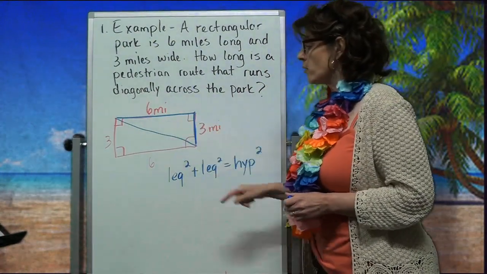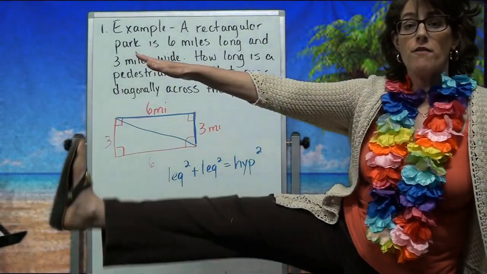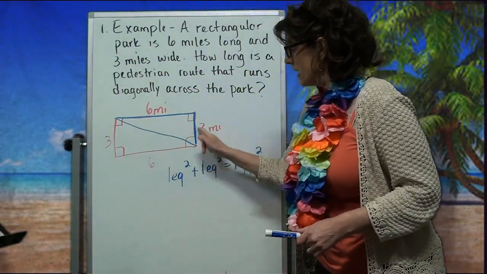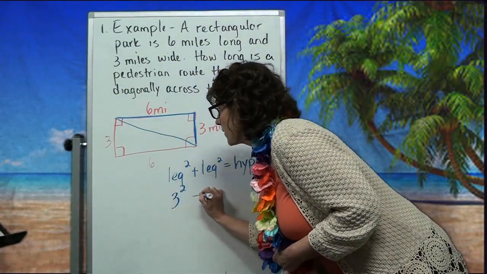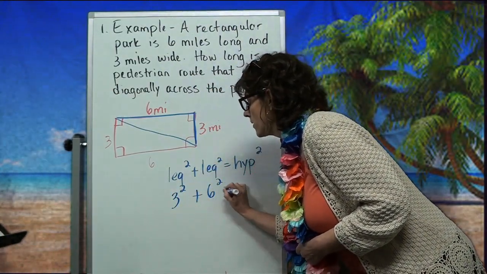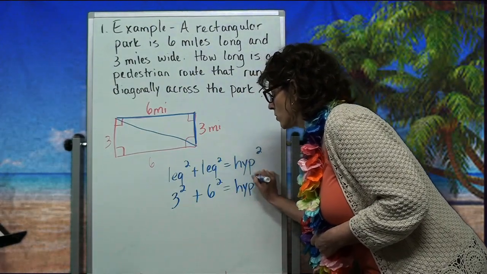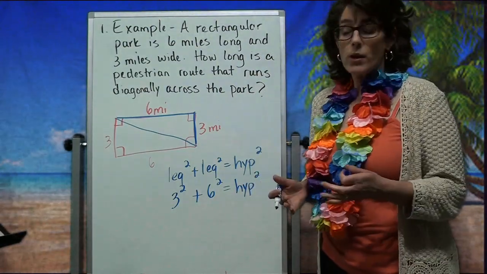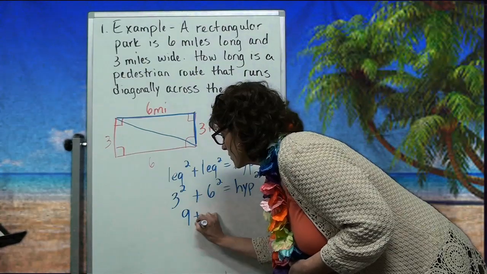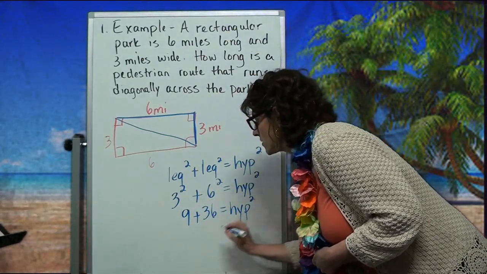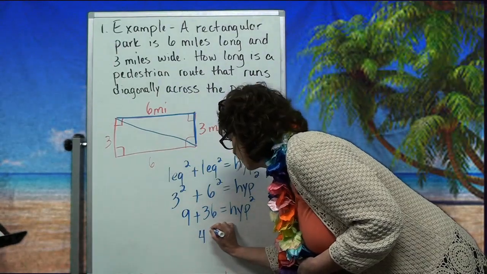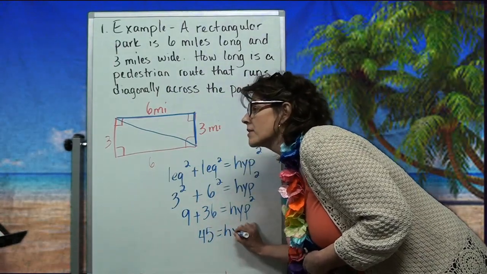Within this blue triangle right here, remember those legs branch off of that right angle. So I've got a leg here and I've got a leg here. So I'm going to have 3 squared plus 6 squared equals that hypotenuse squared. Well, 3 squared is 9, 6 squared is 36, and I know that 9 and 36 is going to be 45. Whoa, sorry about that.